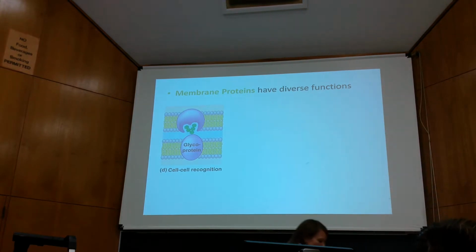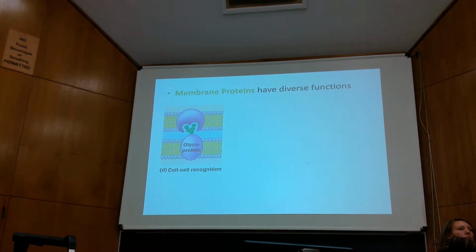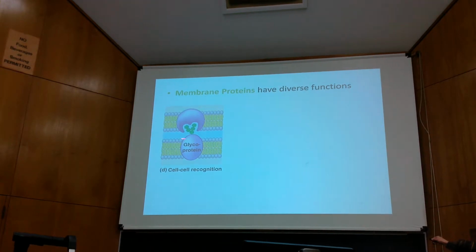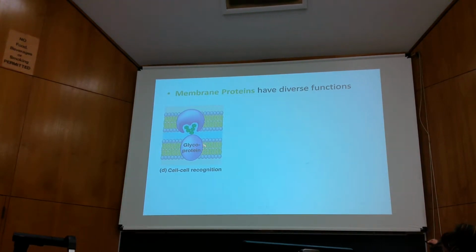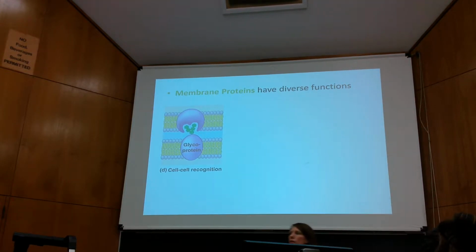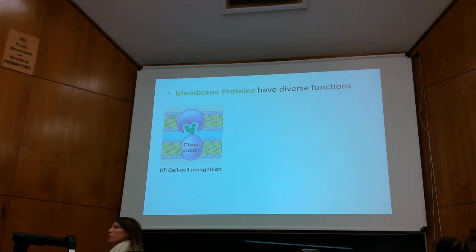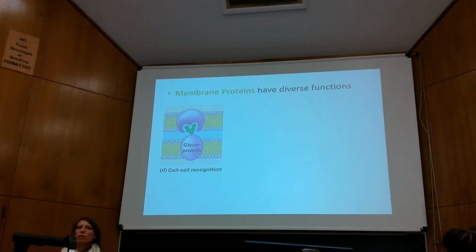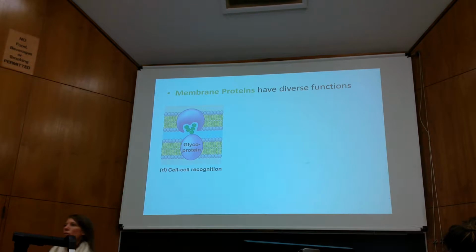A big part of protein function is cell-cell recognition. And this comes from proteins that have carbohydrates attached to them, hence the name glycoproteins. When you see glyco, that means there's some sort of carbohydrate attached here. Our cells are able to recognize ourselves by the specific carbohydrates we produce, and we attach to these membrane proteins.